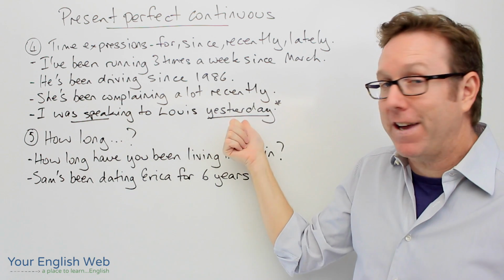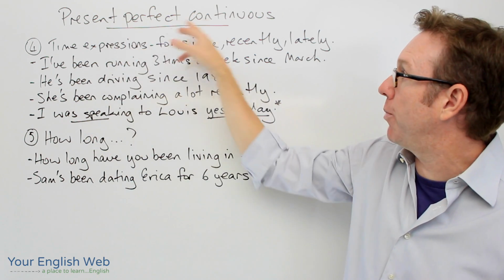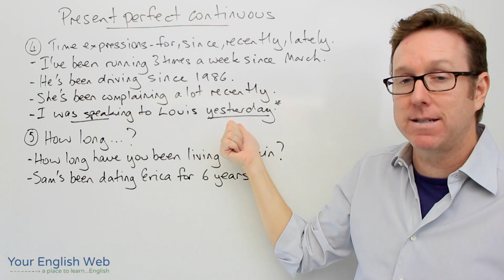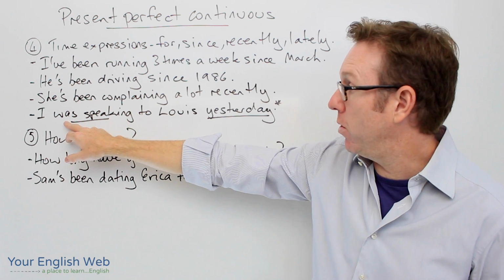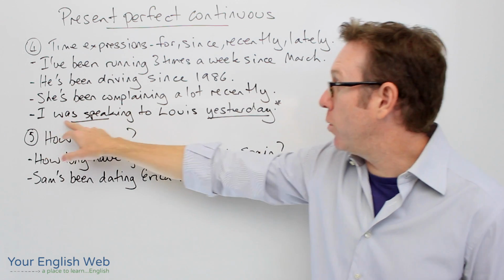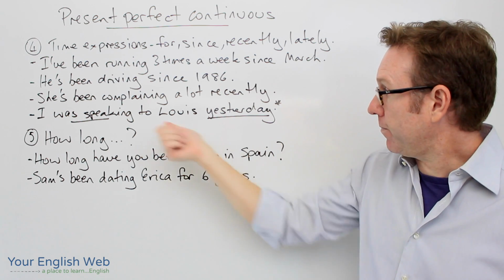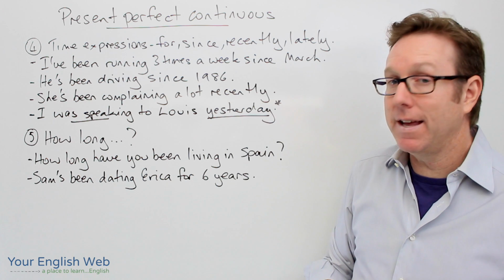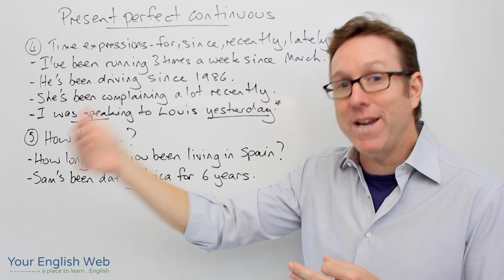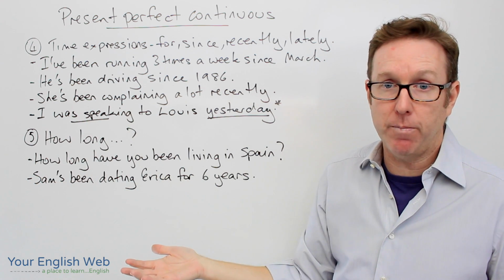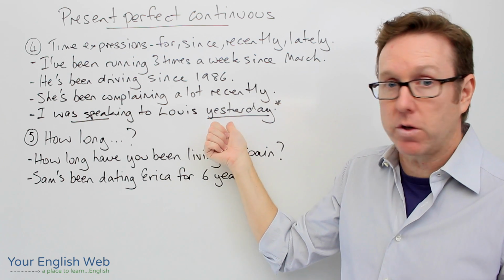Asterisk. Now, fixed time expression. So we can't use the present perfect continuous with a fixed time expression. So we have to use, in this sense here, for example, the past continuous. I was speaking to Louis yesterday. Okay? Finished. If we said, I have been speaking to Louis a lot recently, there would be no problem. Okay? So we could use it in that sense. But with a finished reference, no.